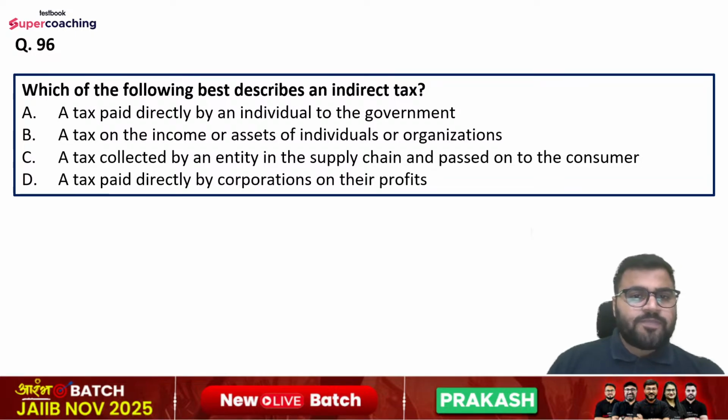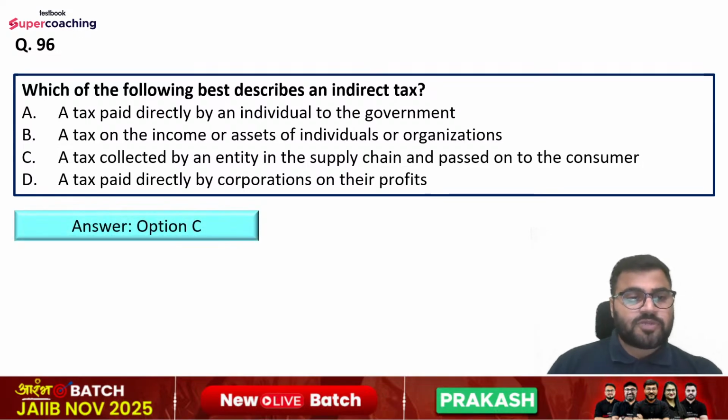Which of the following best describes an indirect tax? Options are a tax paid directly by an individual to the government, a tax on the income or assets of an individual or organizations, a tax collected by an entity in the supply chain and passed on to the consumer, a tax paid directly by the corporations on their profit. So right answer is option number C.